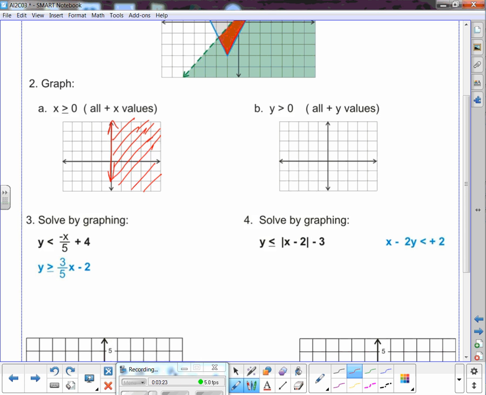Again, the mistake students make is they want to do the second one for x greater than or equal to 0, because they're thinking x is the x-axis, draw the line along the x-axis. And that's not what it is. We need all the points where an x value is 0 or bigger, so all positive x values including 0. So the second one, b, y greater than 0, is going to be the dotted line along the x-axis. And then you're going to shade above, right?